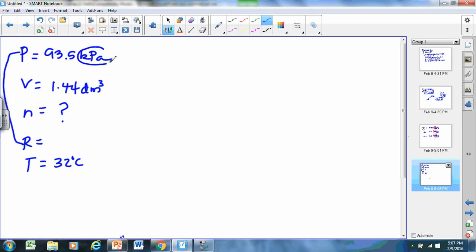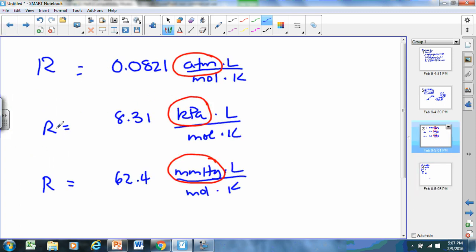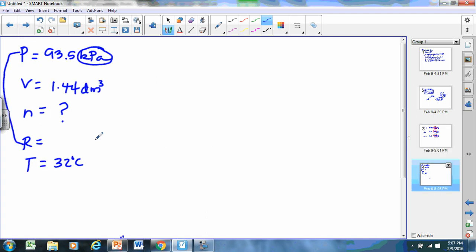Because this is in kPa, I'm going to go back and pick the R value that has kPa in it. This is the only one I can pick. This is the one you pick if the table shows pressure in atmospheres. This is the one you pick if you're in kPa, and this is the one you pick if you're in millimeters of mercury. So because I gave you kPa, I have to do 8.31 kPa times liters over mole times K. Marching down the table.